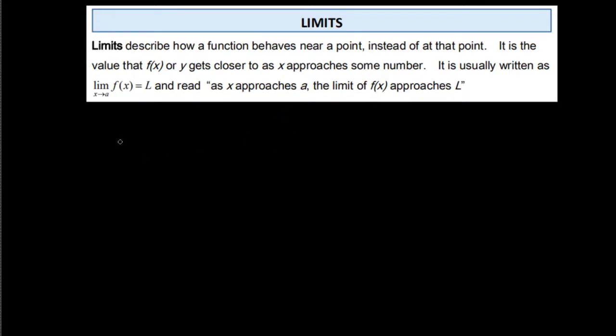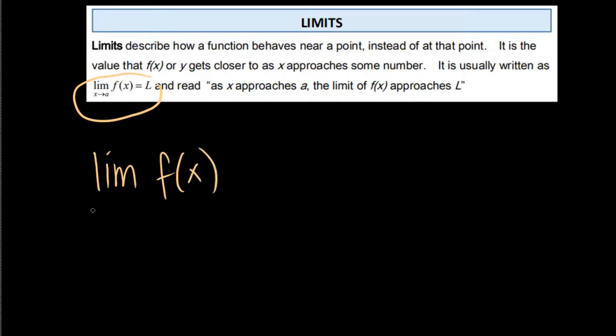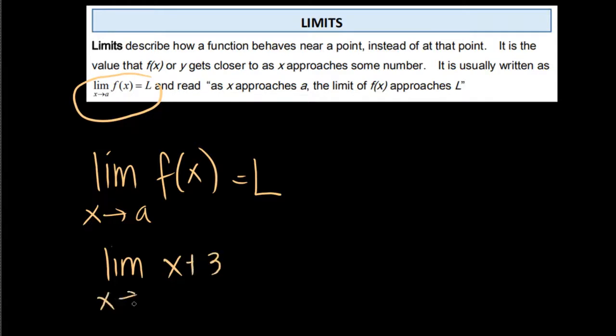So it's usually written in this form right here, and read as: as x approaches a, the limit of f of x is L. This is also another good way to say it: the limit of f of x, or the function, as x approaches a is equal to L. So sometimes if you see this, let me just draw. Okay. So if you see this equation, you can read this as the limit of x plus 3 as x approaches 1 is equal to 4.